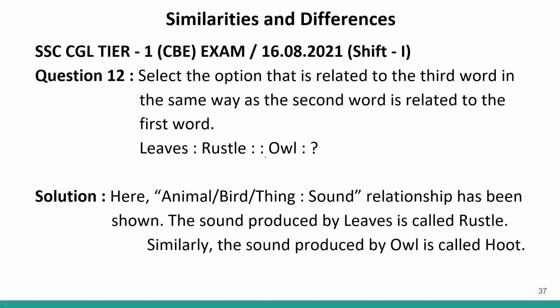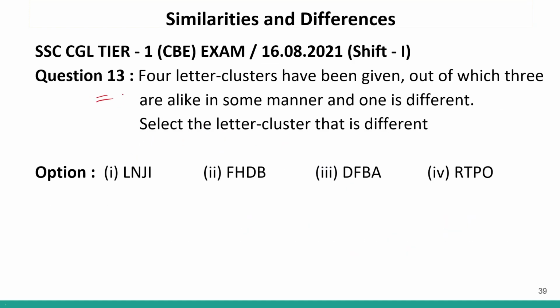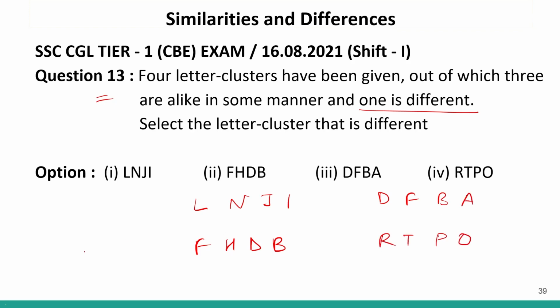Okay. Now, question number 3, we have to identify which one is different. So again, what we will do is we will treat them as different series. So first series is LNJI, then we have HDB, then DFBA, and then RTPO. So let us quickly give them forward ranks.